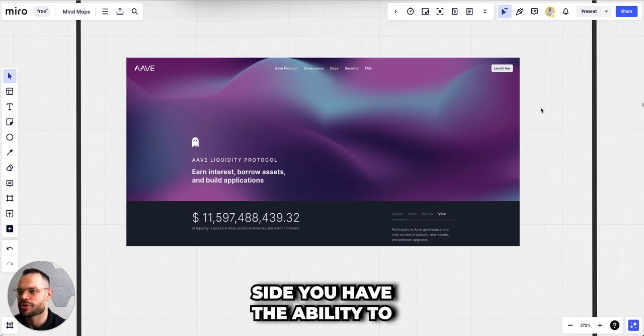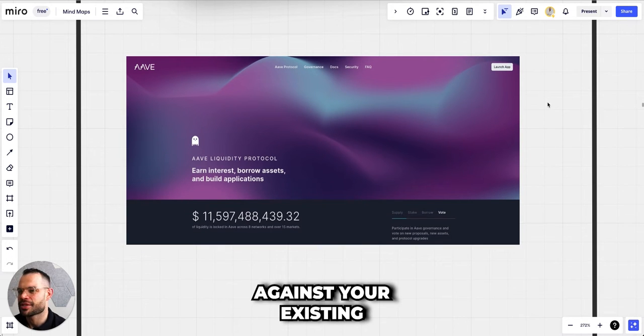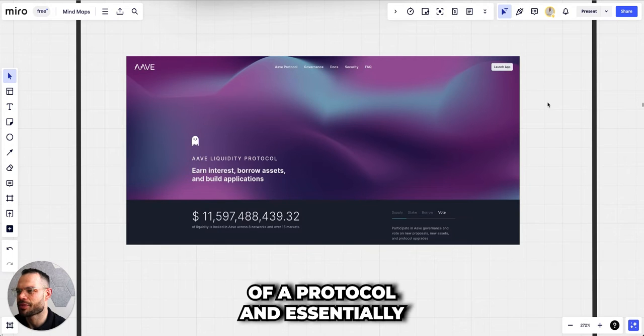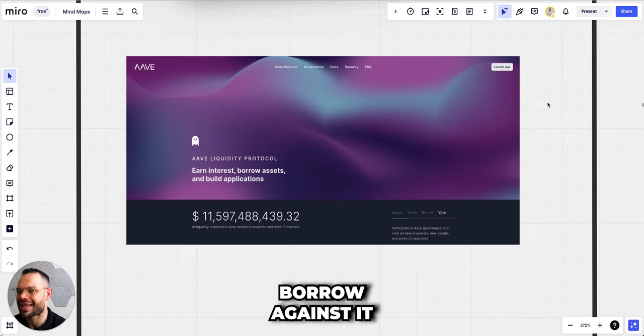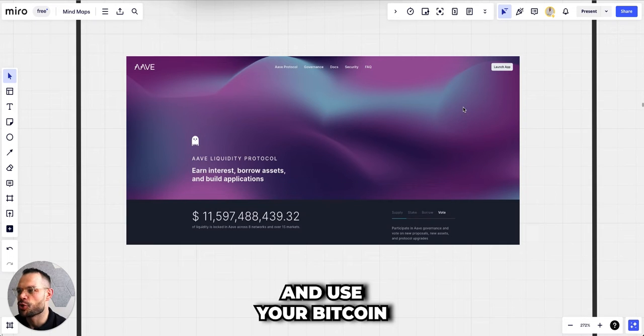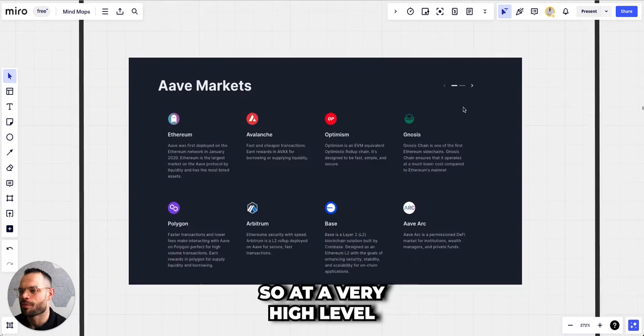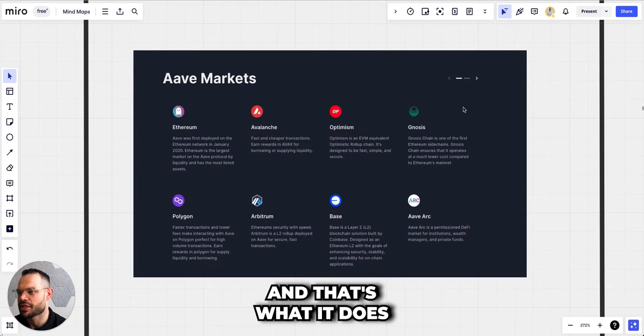And on the counter side, you have the ability to borrow capital against your existing Bitcoin, Ethereum, and cryptocurrency. So let's say you own $50,000 worth of Bitcoin, you can stake that on the Aave protocol and essentially borrow against it, typically up to about an 80% loan to value ratio, and use your Bitcoin as collateral or as leverage to borrow against using the Aave liquidity protocol. So at a very high level, that's what it is and that's what it does.